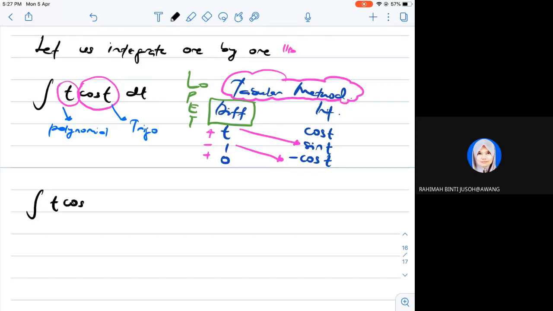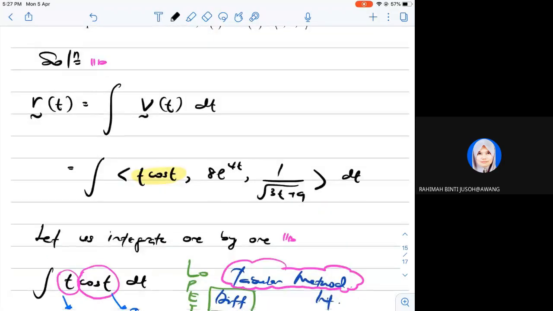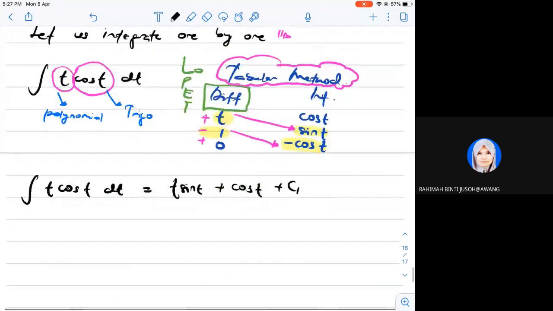Alright, so now this integration of T cos T dt adalah bersamaan dengan you kena ambil ni T darab dengan sin T, so you will get T sin T, and then you darabkan dengan negative 1, darab negative cos T, negative darab negative jadi positive cos T. Don't forget plus C1 sebab tadi baru first component kan, plus C1. Okay, so settle. Next, kita integrate yang kedua.